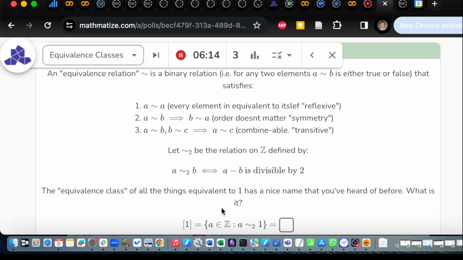So for example, in my example, it's an equivalence on Z. So I made this new equivalence on Z. And so, like the integers, and open square bracket 1, close square bracket means all the things that are equivalent to 1. Those are the equivalence classes. When you have such a situation, you can do nice things with it. But to see if you guys have seen this kind of thing before, I made a little dopey problem. Will you tell me this equivalence class has a name that you've heard before, and I want you to type it in, and then we can go from there.